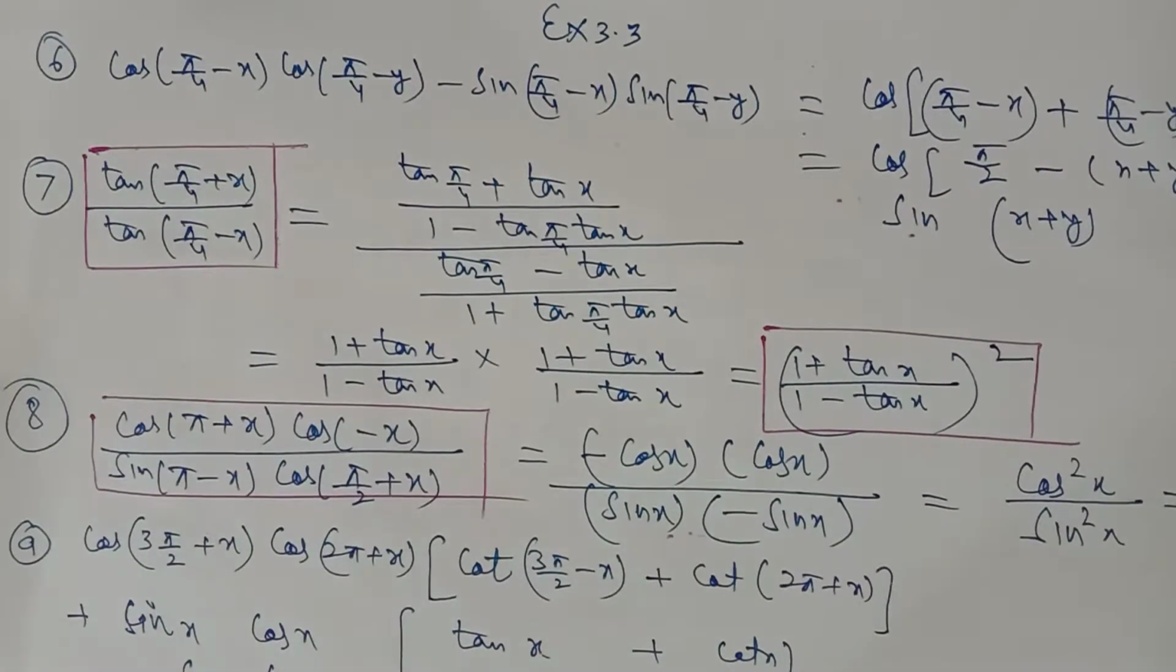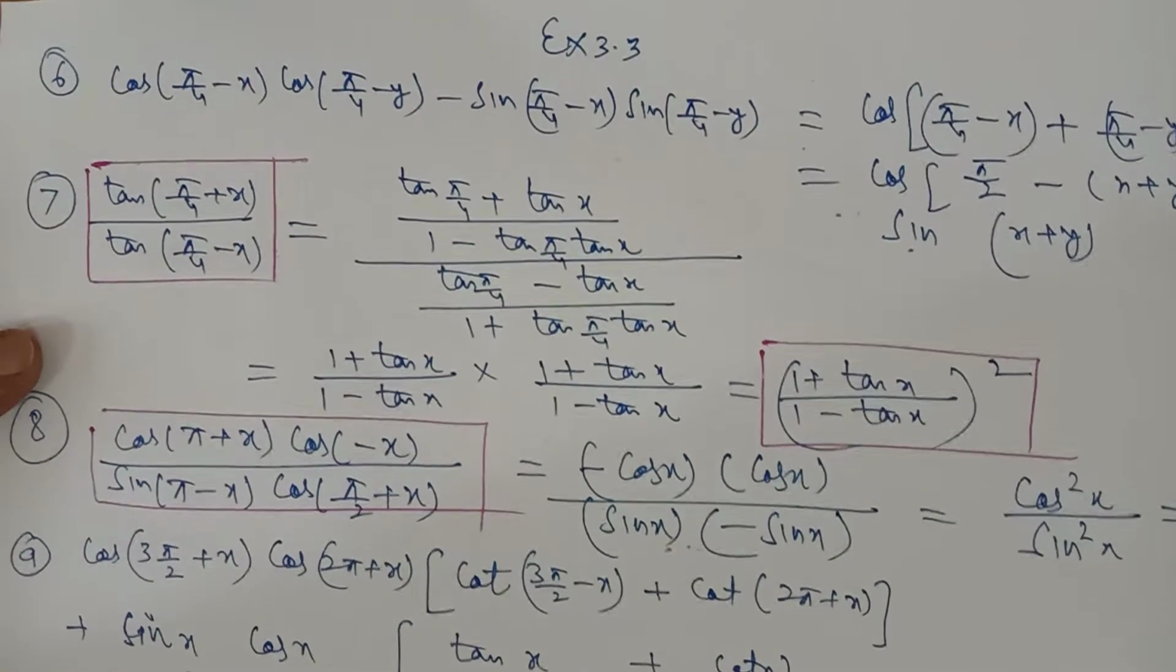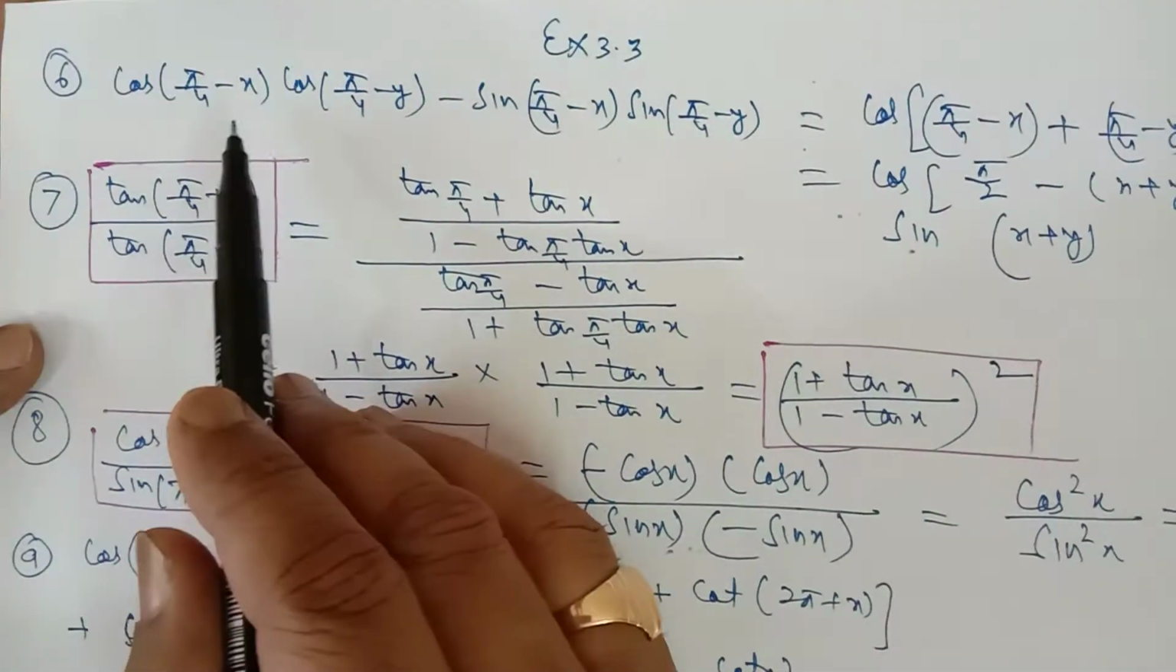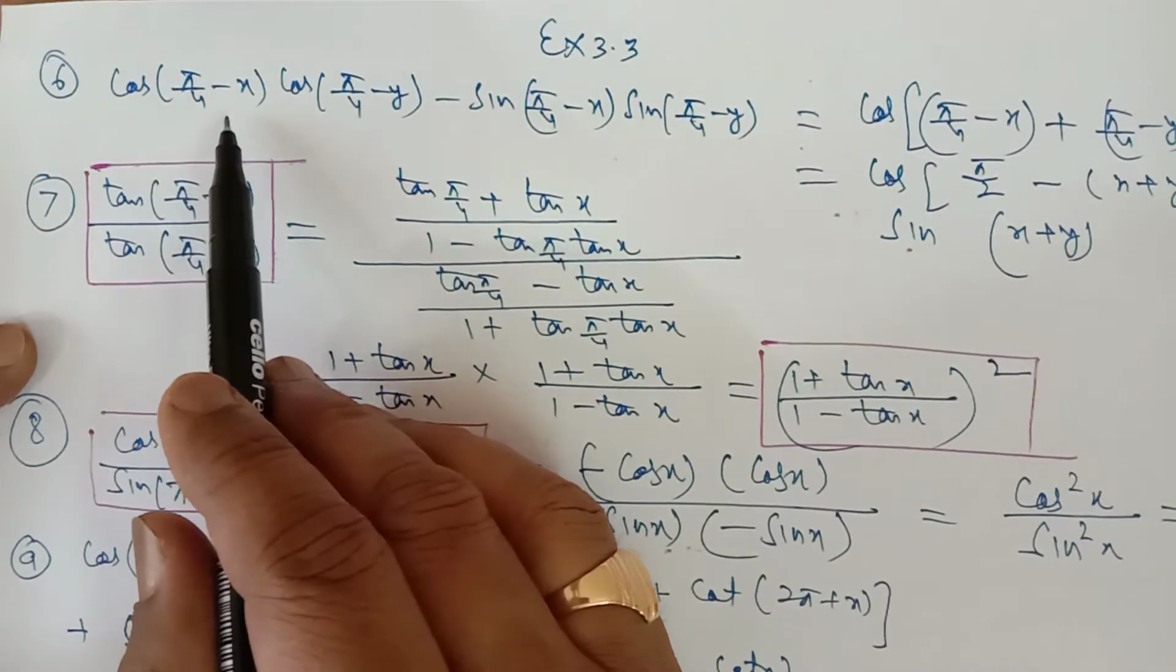Hello, this is lecture number 6 for the chapter Trigonometry, class 11th, and we are discussing exercise 3.3. Let us take question number 6 very carefully. You have to detect the formula being used in the left hand side.